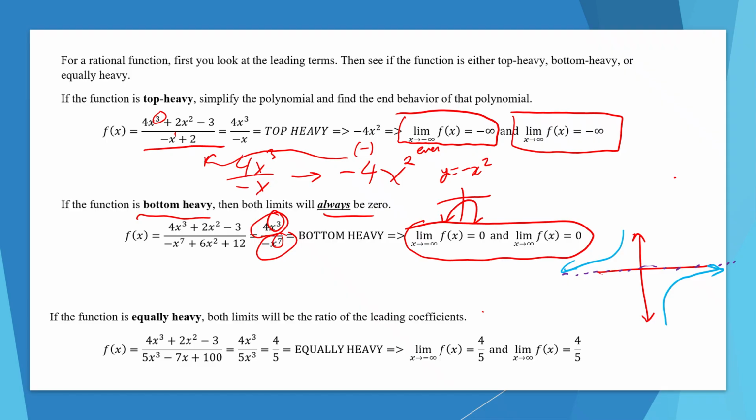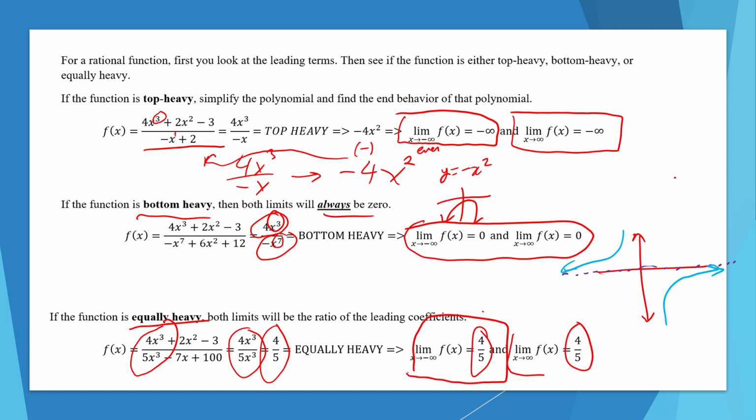All right, and then if the function is equally heavy, this is the case that you would probably see on an exam, I would say, but again, anything's fair game. Here, both limits will be the ratio of the leading coefficients. So we'll take our leading coefficients, which is going to be 4 and 5 in this case, and that's going to be your two limit statements. This is why it's hard, because if it's an extended decimal, Desmos will just give you that decimal and not the exact answer. So in this case, the limit as x approaches negative infinity is 4/5, and the limit as x approaches positive infinity would also be 4/5.